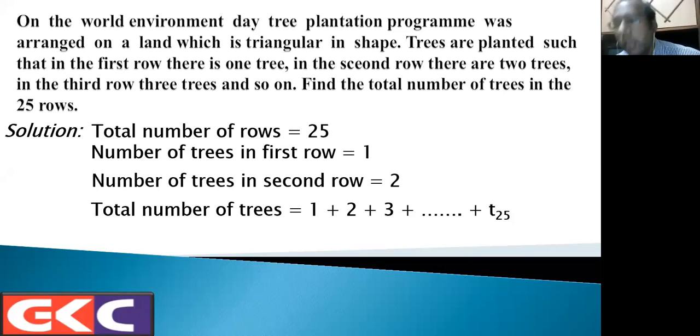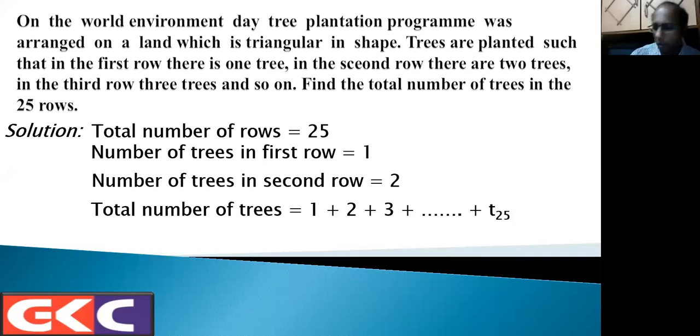But sorry to say, you can't directly write that as 25. You need to find that answer, finding it with the formula Tn equal to. Why do that? We are again not interested in the last term. As I told you, right now we are only interested in the total number of trees.